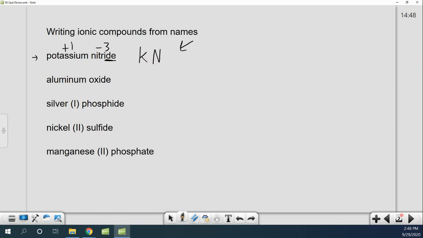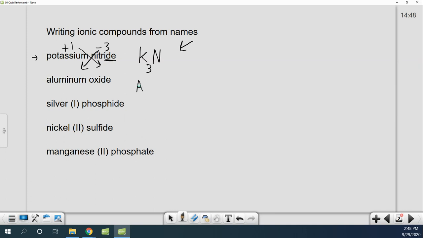So this is where you can use the crossing method pretty easily. The -3 charge on nitrogen comes down here. The +1 charge on potassium goes down there. We don't have to write it. And that should work. I have 3 +1s to cancel a single -3. So that is the correct formula. You always have to write and cross down your charges. Let's check the next one.